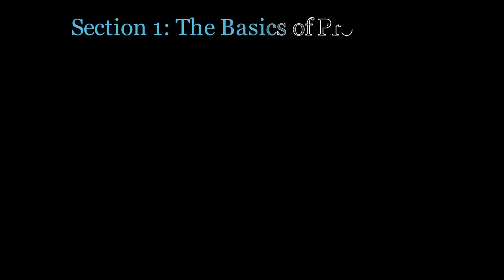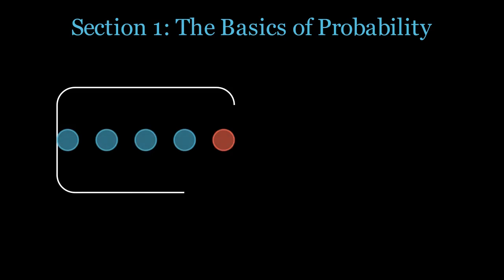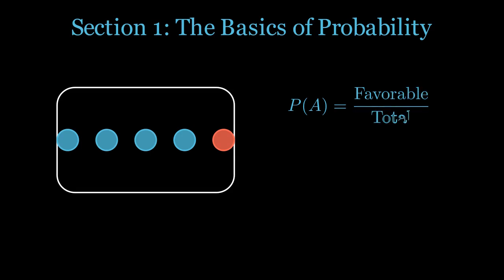Section 1. The basics of probability. Probability is the measure of the likelihood that an event will occur. It is expressed as a ratio of the number of favorable outcomes to the total number of possible outcomes. Mathematically, P(A) is the number of events A divided by N. Probability always stays between 0 and 1, or 0% and 100%.